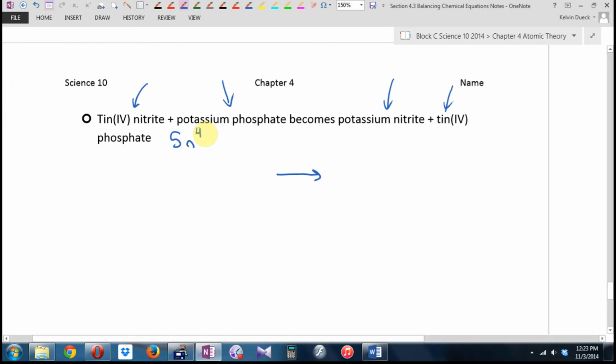Nitrite. Now, did they say nitride or did they say nitrite? Oh, nitrite. Flip the page over on your periodic table. It's polyatomic. NO2 negative charge. Crisscross. Boom. It looks like the first part of my equation is going to be Sn bracket NO2, four of them.